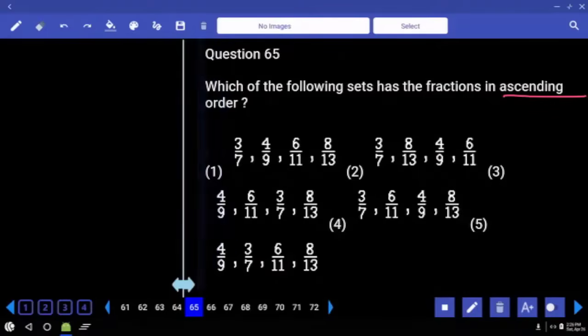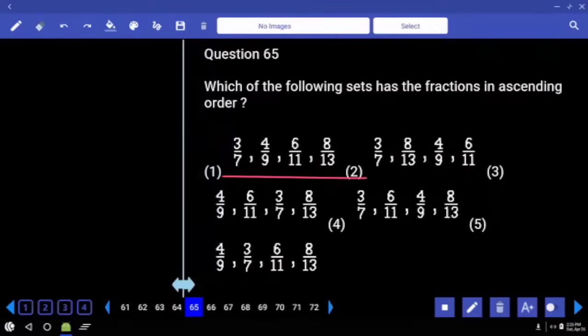Now we should identify our numbers in ascending order. These two are in ascending. Observe these two. 11 into 4, 6 into 9, 44, 54. Ascending only. 6 into 13, 78. 11 into 8, 88. 78, 88. Ascending only. That's all. First option.